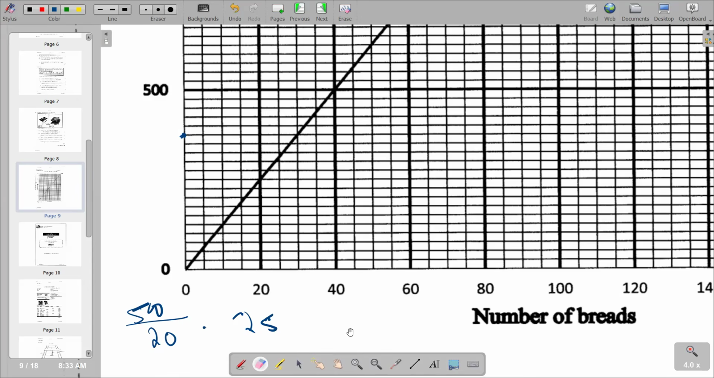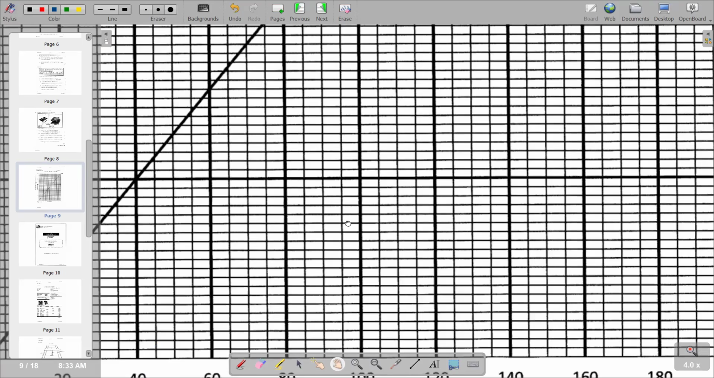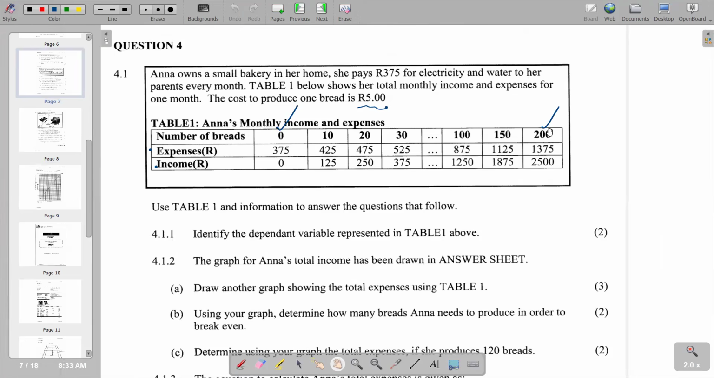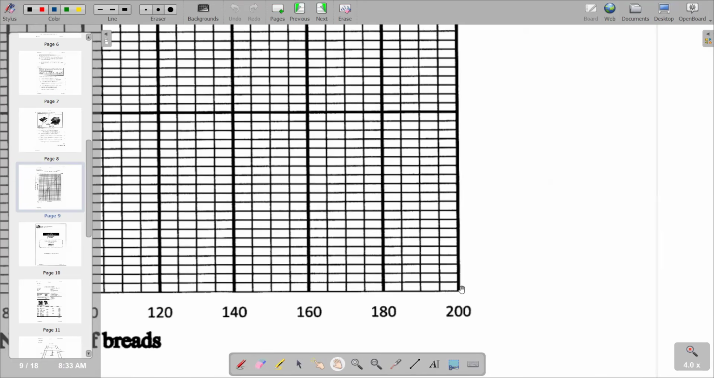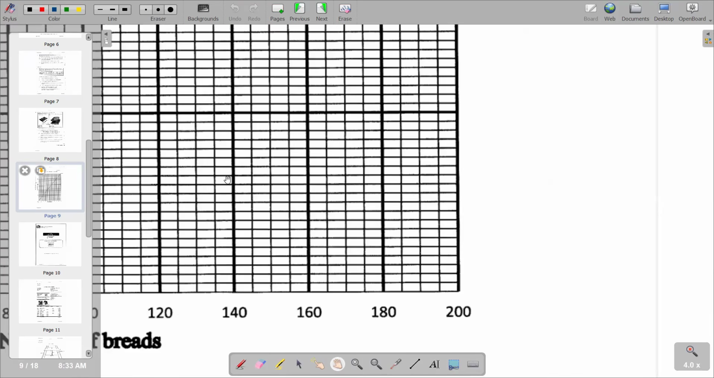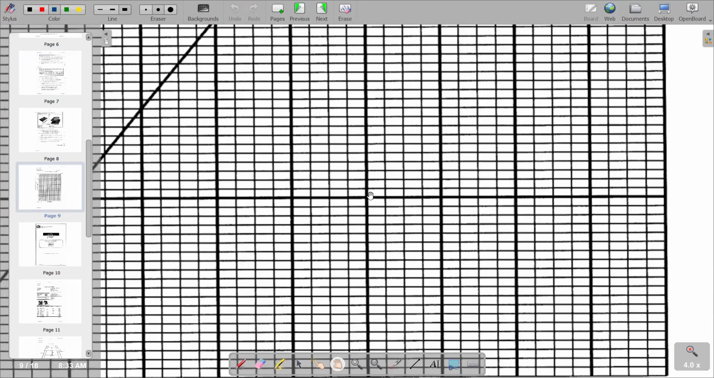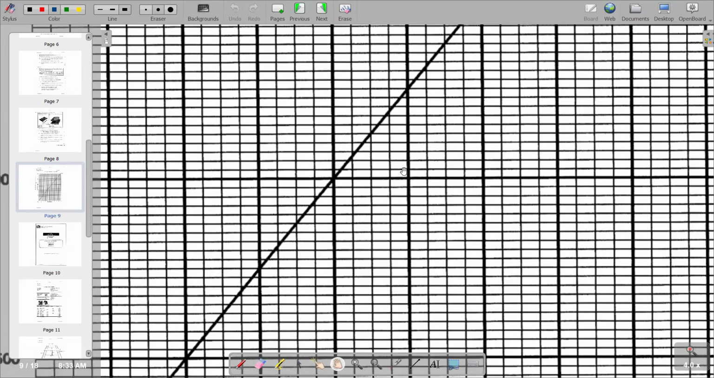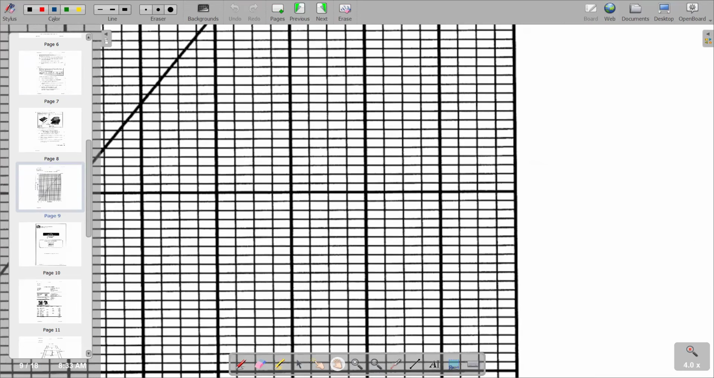Then we can now go to indicate the last point. For the last point, we've got 200 and 1,375. We know that 200 is the last on the horizontal axis, and 1,375 is on the vertical axis. So we check where we've got 1,000. You see that 1,000 is here. So this point is now 1,000 that we have here.